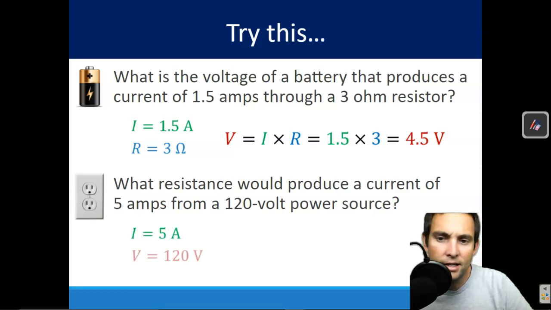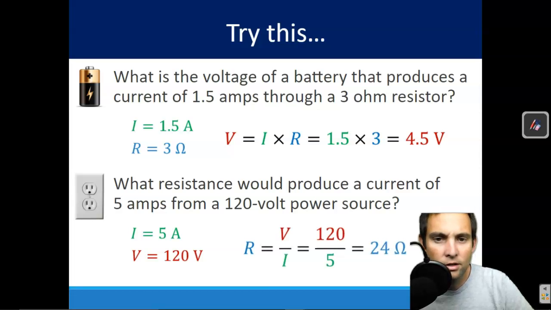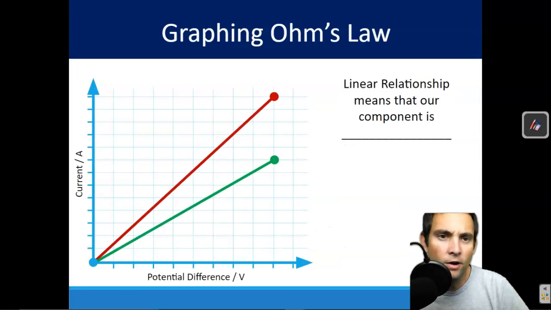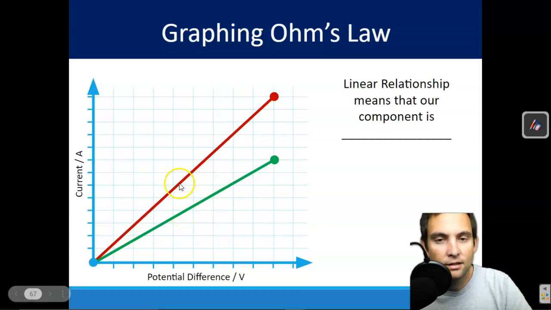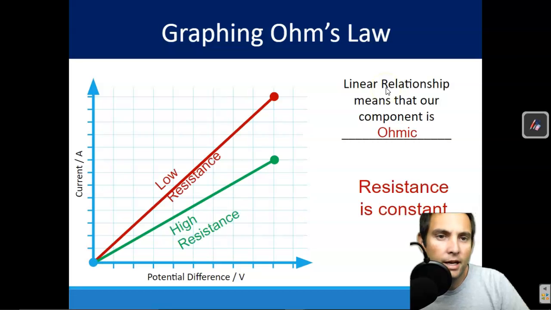For the second one, we have I equals 5 amps, V equals 120. V equals I times R, rearranged, and we get 24 ohms as our answer. If we were to graph Ohm's law, current versus potential difference, we should get a linear relationship. A linear relationship means our component is ohmic. As you increase your potential difference, your current also increases, so your resistance is constant.